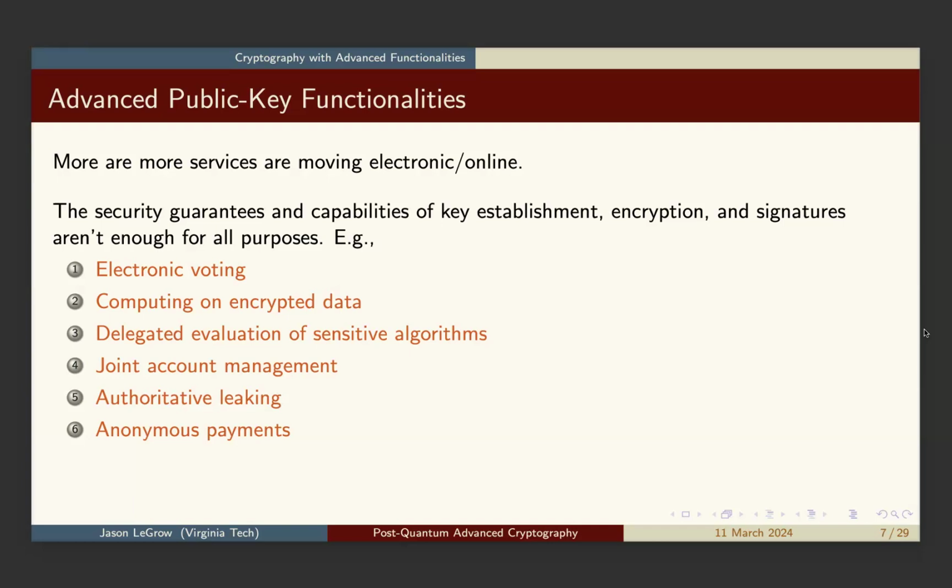So there are two parallel tracks that people are trying to work on in cryptography. There's post-quantum and there's advanced functionalities. And I work on both together. I want advanced functionalities and post-quantum. So we're going to need new protocols to support these advanced functionalities, and we're going to want them to be post-quantum.